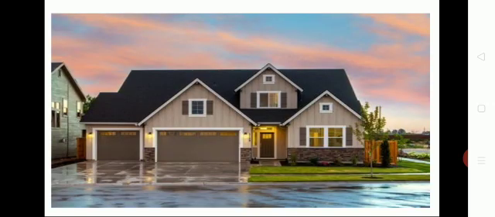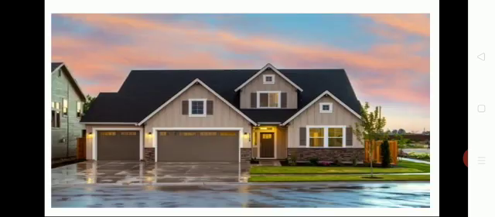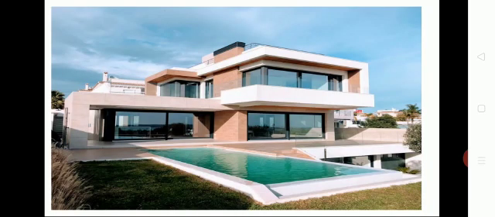Look at this image. These two are different types of buildings. Which materials are used to make these buildings? Wood, brick, cement, mud, stone and glass. So these materials are used to make a building.